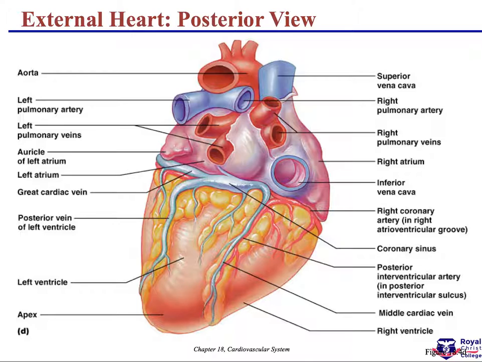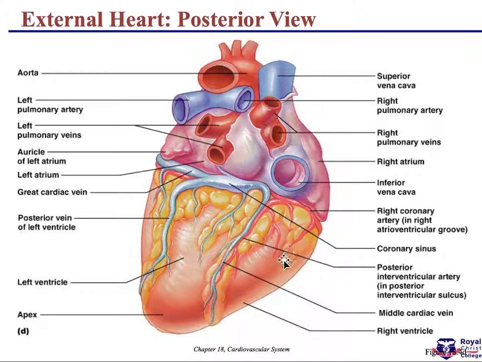Right. So here is another external heart, the posterior view. On the top itself, you have the aorta. You have the superior vena cava over here. In terms of this, you have the right pulmonary artery, and you have the left pulmonary artery here. This is known as the inferior vena cava, and that drains straight into the right atrium, and that one drains into the right atrium as well.